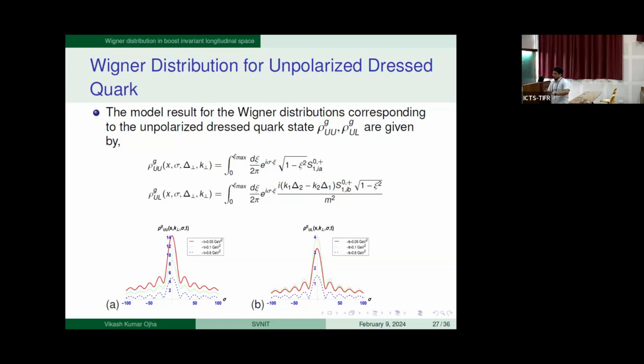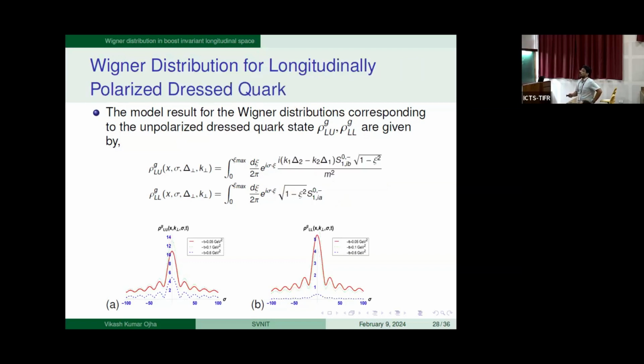When we plot in impact parameter space, we observe that they show a diffraction-like pattern. This is for the Wigner distribution for the unpolarized dressed quark, and for the longitudinally polarized dressed quark we observe a similar kind of pattern, a diffraction-like pattern.